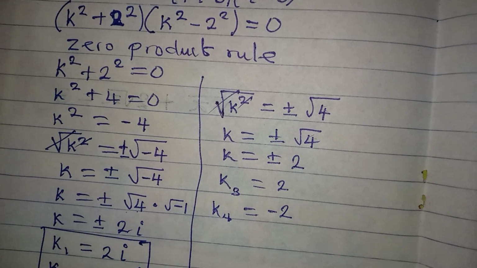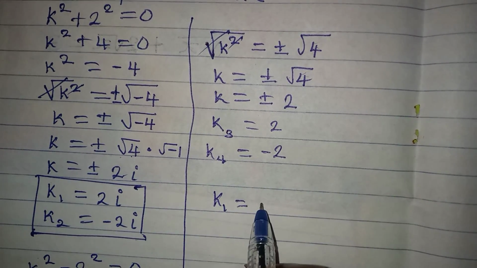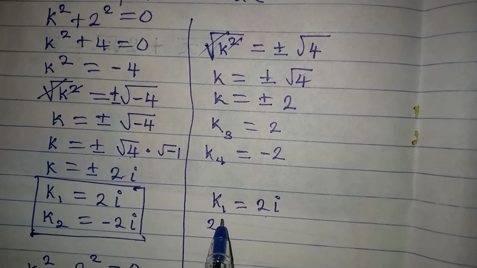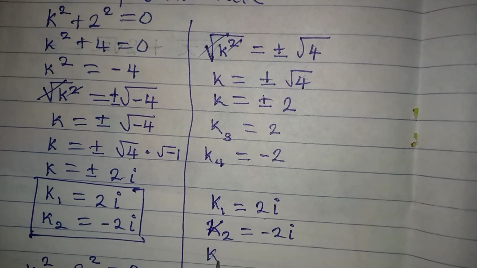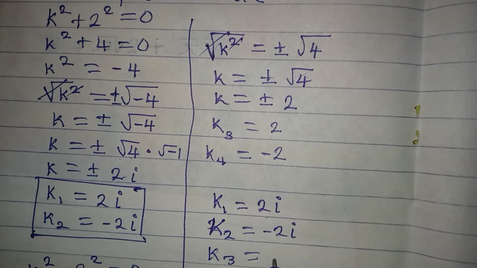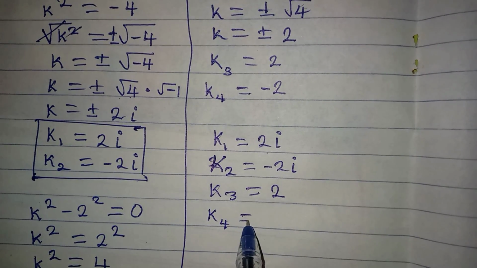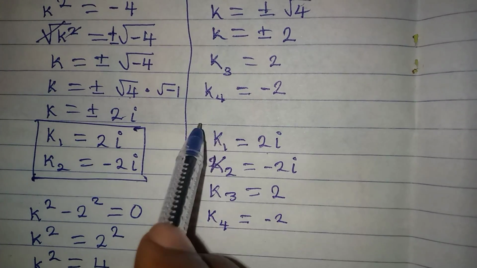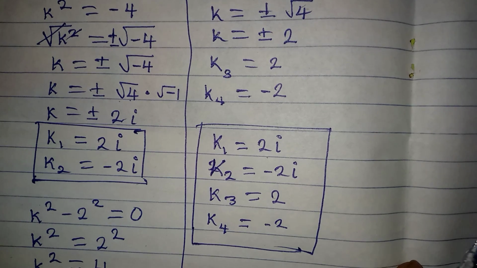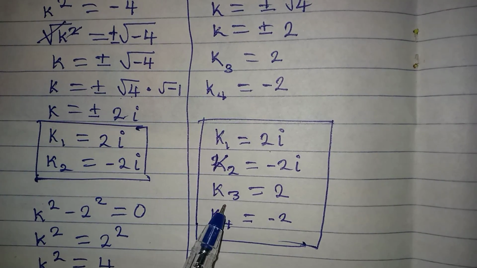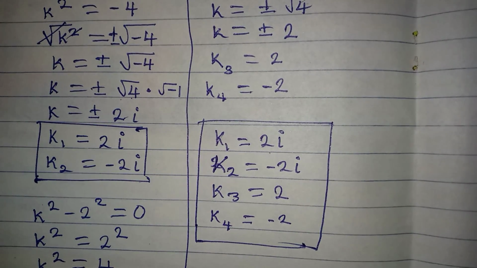Now let me bring the four solutions together. We have k1, which is equal to 2i, k2, which is equal to negative 2i, k3, which is 2, and k4, which is equal to minus 2. So these are the four solutions to the equation. But mind you, it is only k3 and k4 that are real solutions, while k1 and k2 are complex solutions.